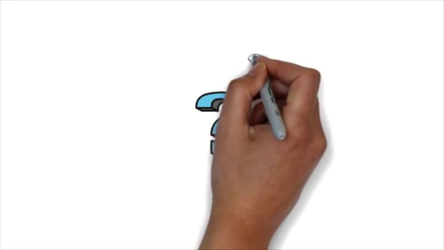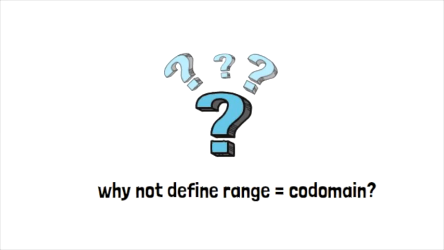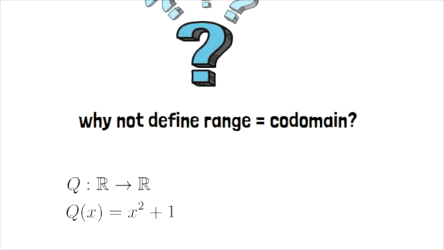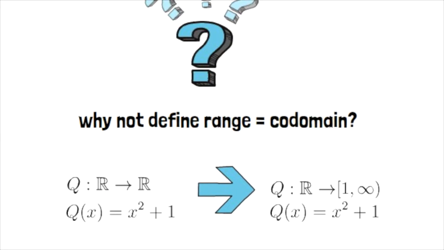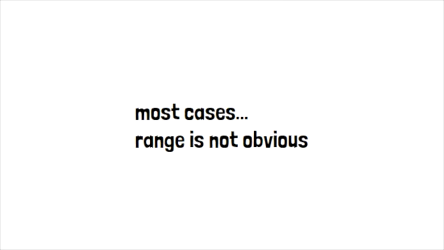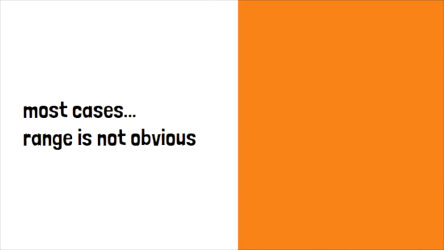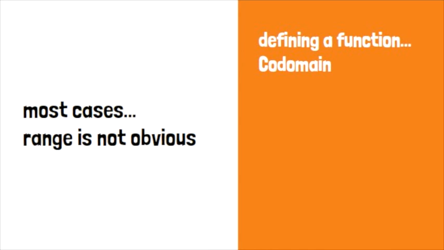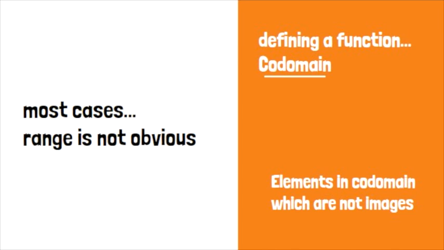Now, you may well wonder why we do not just define the codomain as the range. Rather than define the codomain in example 2 as all real numbers, we could have just defined the codomain as all numbers no less than 1. However, the fact is, in most cases, the range is not obvious. It is easier to define a function with the largest reasonable codomain, and that may include elements which are non-images.